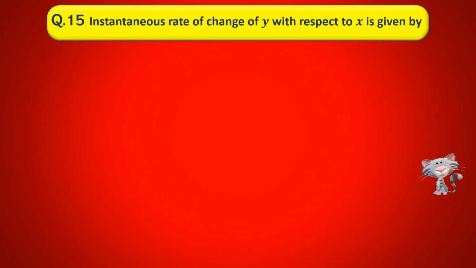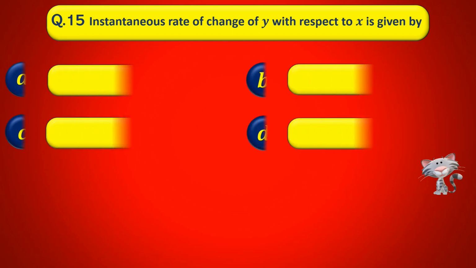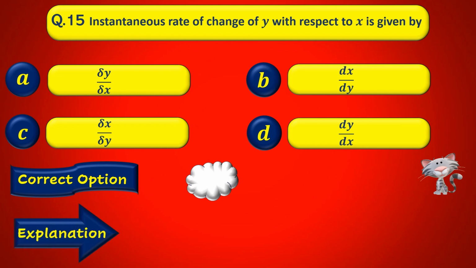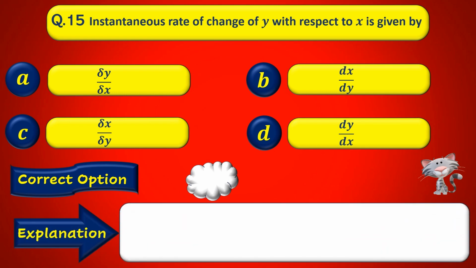Question number 15. The instantaneous rate of change of y with respect to x is given by, and the options are, but what is the correct option? Let's explain. The rate of change of y with respect to x can be written as delta y over delta x. Now we are talking about the instantaneous rate, so we take its limit as delta x approaches 0. And we know that we can write this expression as dy by dx. So the correct option is option D.